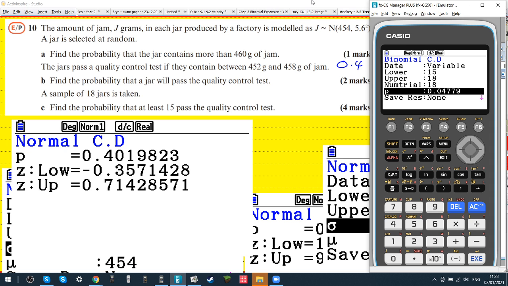B. Yep. And what was the probability of passing the control test? 0.4. Yep. So, okay. I put it in, shall I now check the answer? Yep. And I got 2.2933 times 10 to the minus 4.